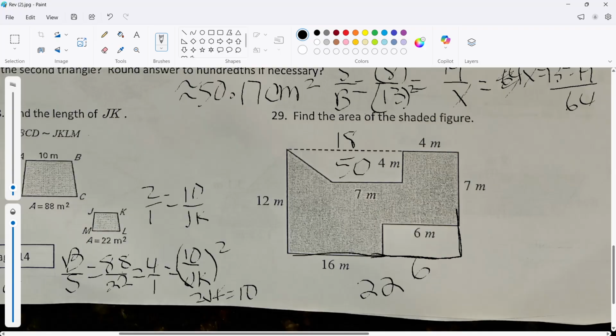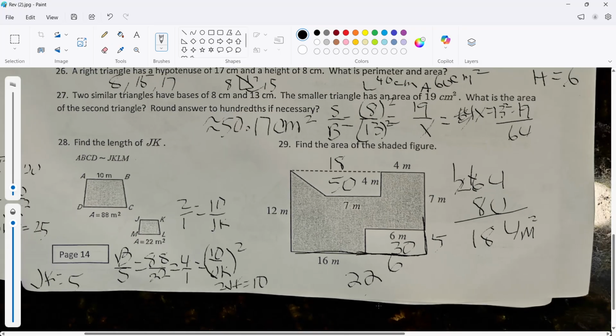So that's 50. And then I find the area of this. That's 7, that's 12, so that's 5. 6 times 5 is 30. So I got 50 and 30. I'm going to subtract 80 from whatever I find for the area of this rectangle. Well, it's 12 times 22, which is 220 plus 44, 264. 264 minus 80 is 184 square meters, is the shaded region.